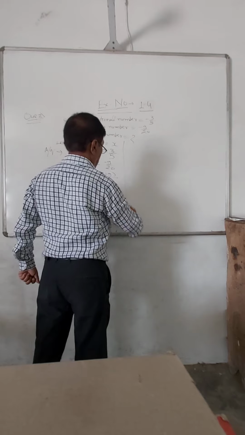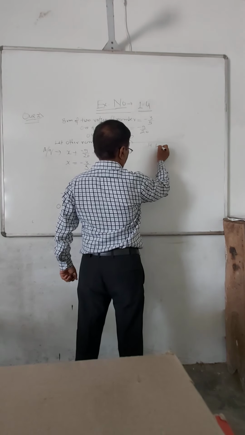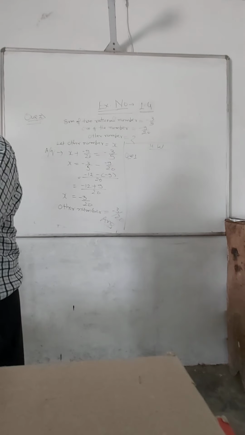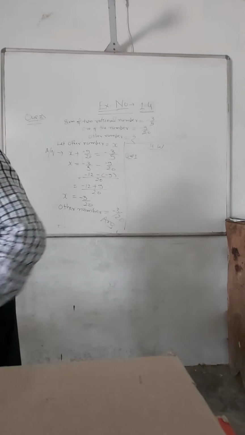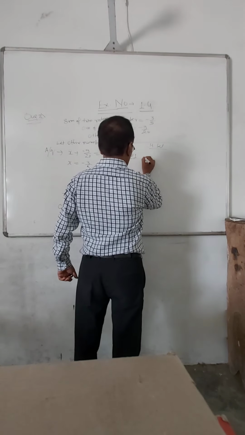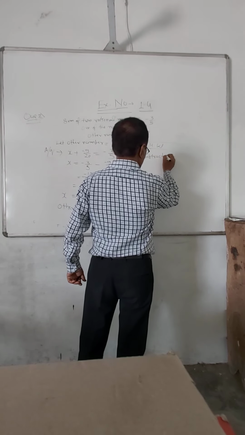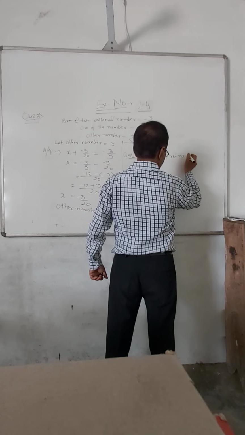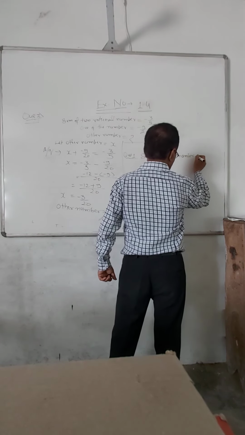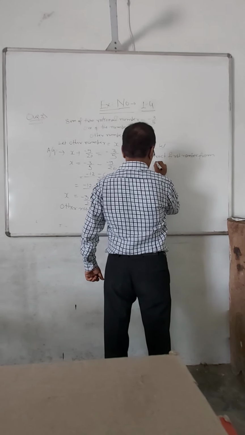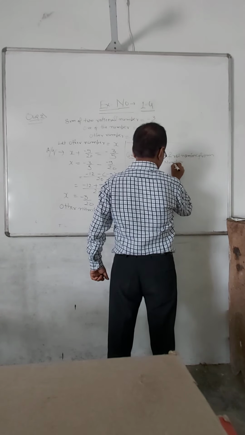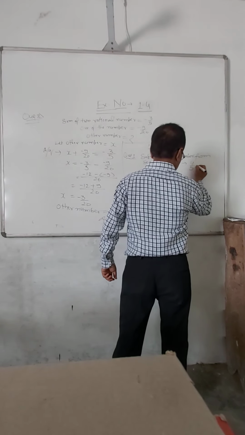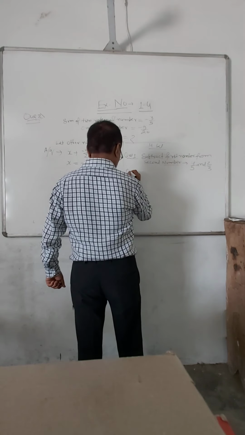For the homework, question number 1: subtract the first number from the second number, 4 by 5 and 2 by 3.